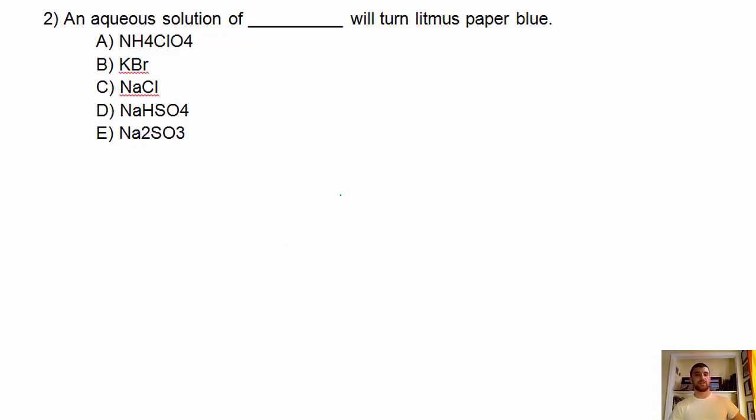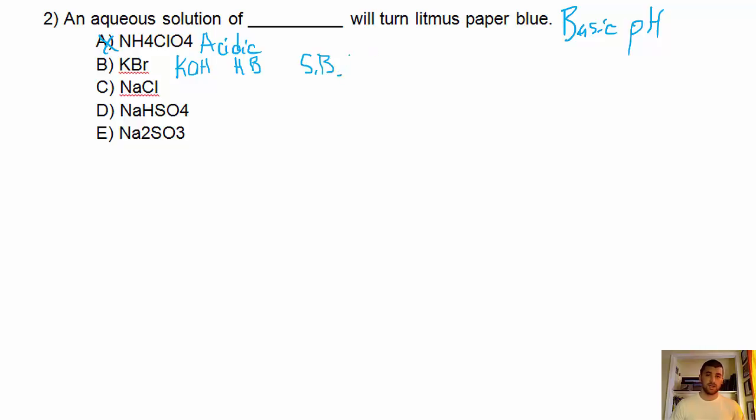All right, same thing but different. An aqueous solution of blank will turn litmus blue. All right, so we're looking for something that's going to make it a basic pH. So if we take a look at the NH4ClO4, this is going to be acidic, right, because of that NH4. So it's definitely not going to be A. We get K and Br, so it's like KOH and HBr, which is a strong base and a strong acid. So that's going to stay pretty neutral still, so it can't be B.